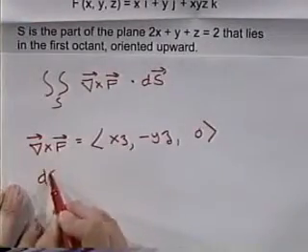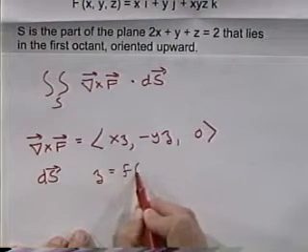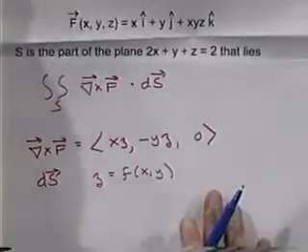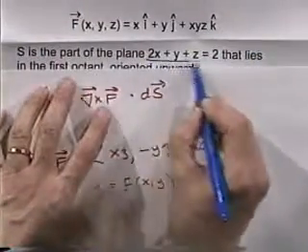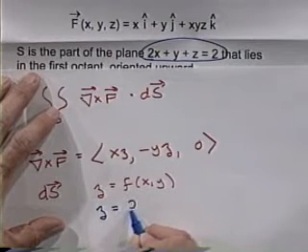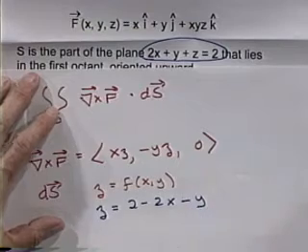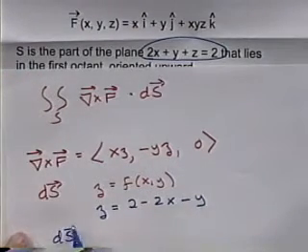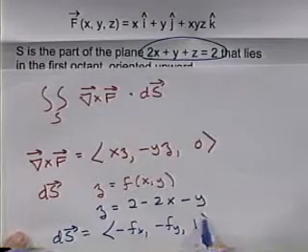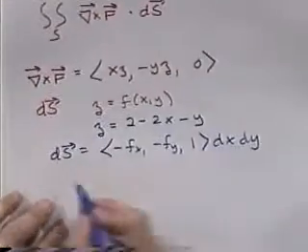Remember, to get your dS, if your surface can be given as z equals a function in terms of x and y, and mine is, because my surface is given by this equation, I can solve for z. I get z equals 2 minus 2x minus y. We know that dS from last time is given by minus f_x, minus f_y, 1 dx dy. So I can get that quite simply.